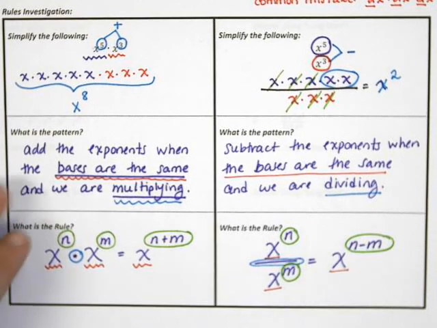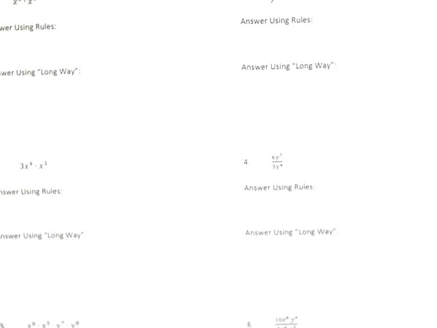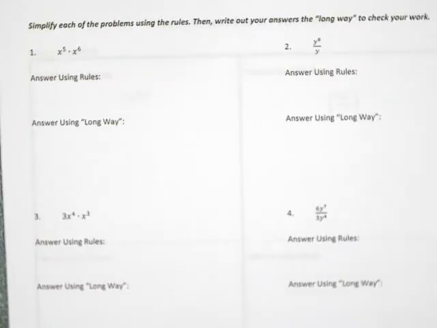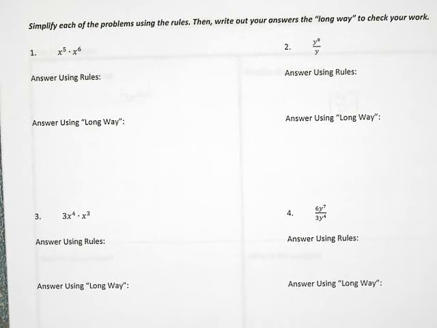So let's look at some examples. So the first example here, we're going to try it using the rules and then verify that we are correct by writing it out the long way. One really important thing we're going to be practicing in this chapter is how do you check your answers? How do you make sure you got the right answer? So we're going to write this out in order to check to see if we were correct.